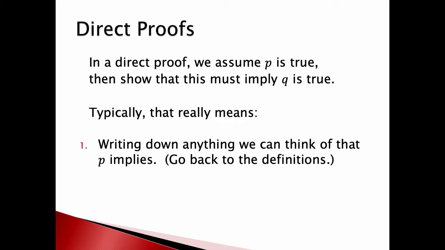For example, in the example I said before, if we want to prove that if a function is differentiable, then it's continuous, we start out by assuming we have a function which is differentiable. Okay, great. Now what do I know about that? We have to go back to the definitions, what it means for a function to be differentiable. And then maybe look around and see, have we proven anything already about differentiable functions? Because we can use those.